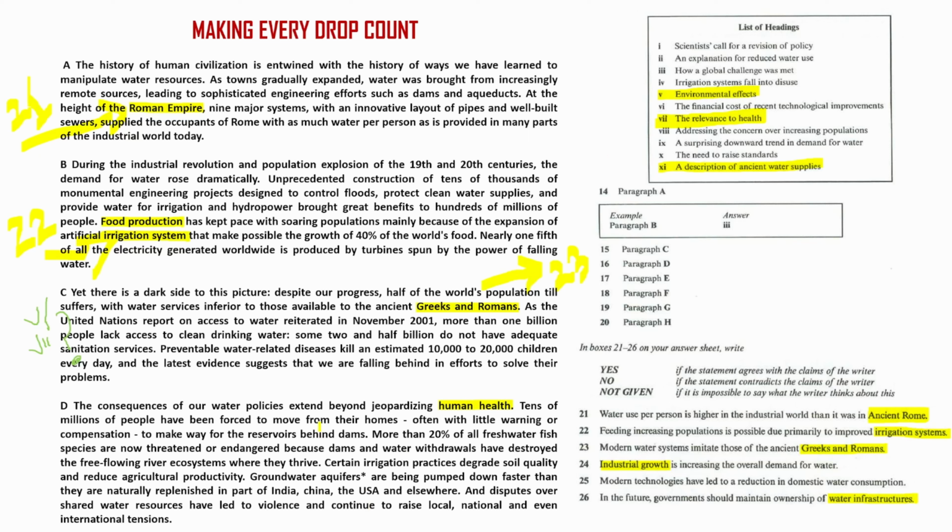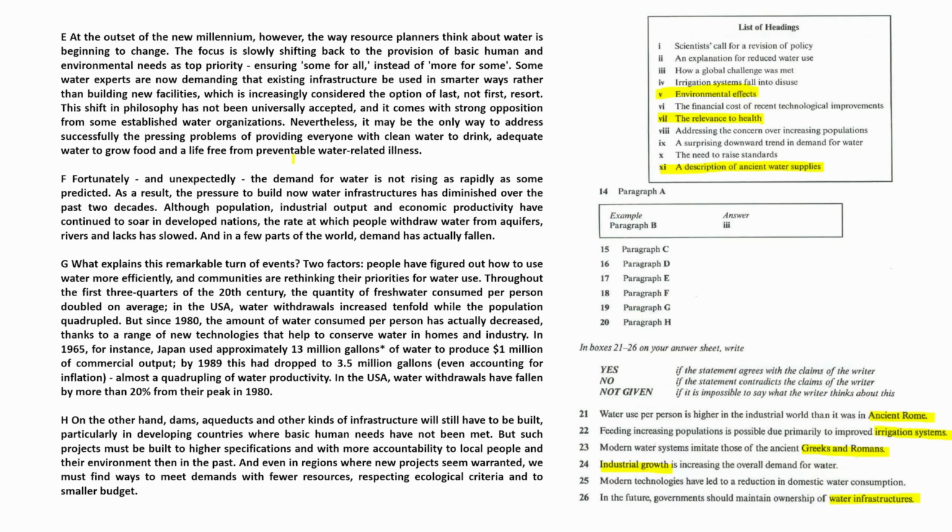Now let's go to paragraph E. Paragraph E, yes. So here we are, and we have a contrasting connector here. However, so what appears after however? At the outset of a new millennium, however, the way resource planners think about water is beginning to change. So the resource planners are going to think again about the use of water, right?